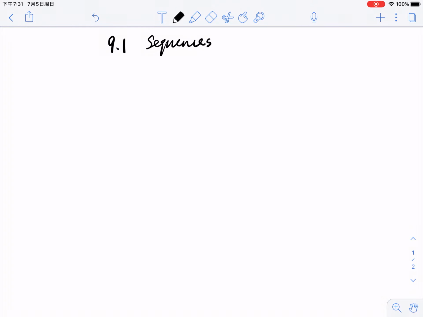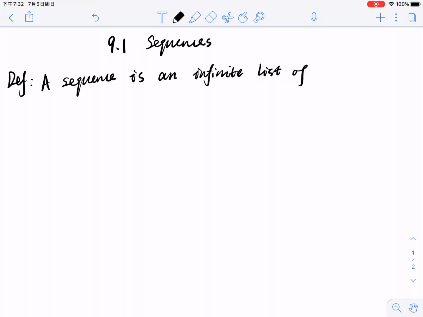In this video, we will talk about session 9.1 sequences. First, we introduce the definition of a sequence. A sequence is an infinite list of numbers S1, S2, S3, and Sn, and so on.